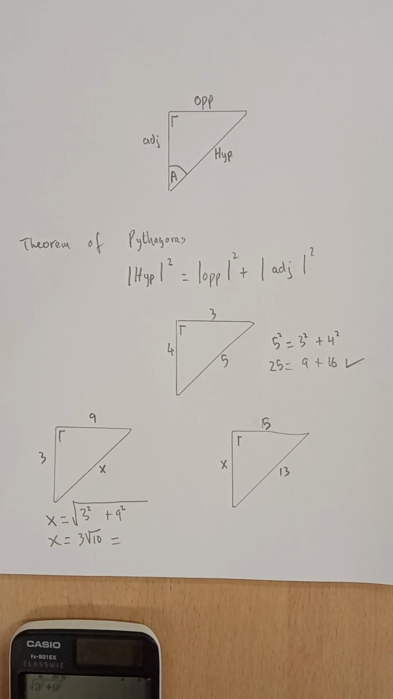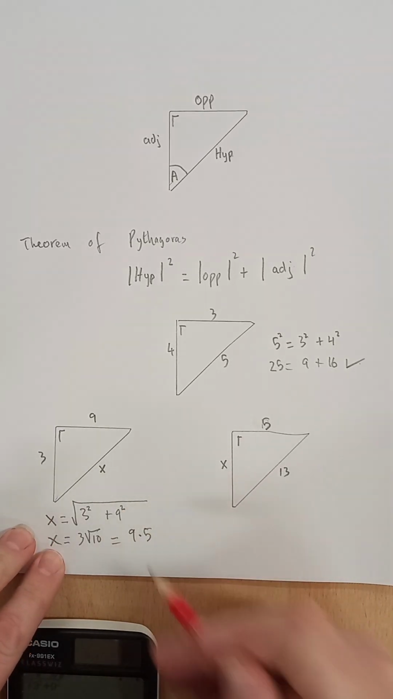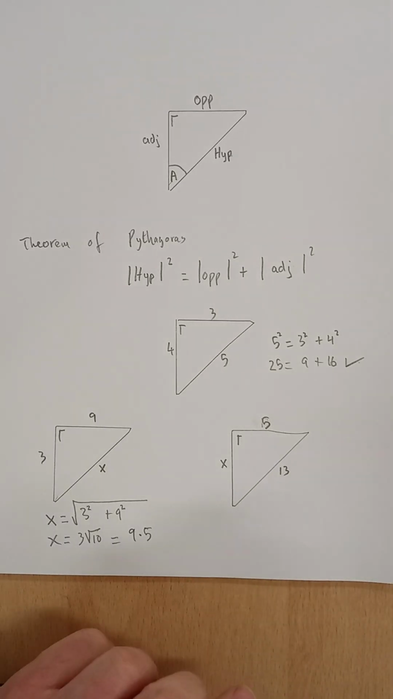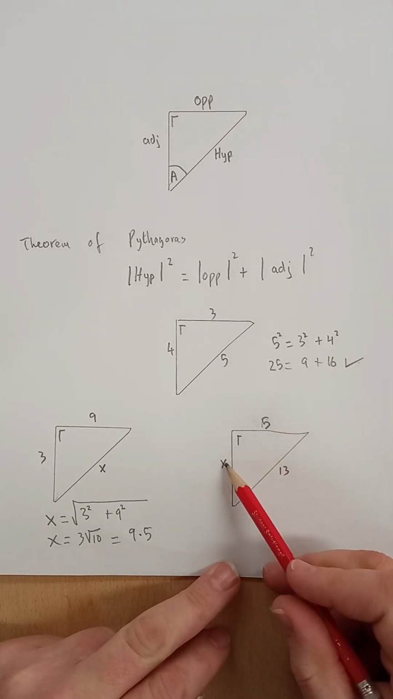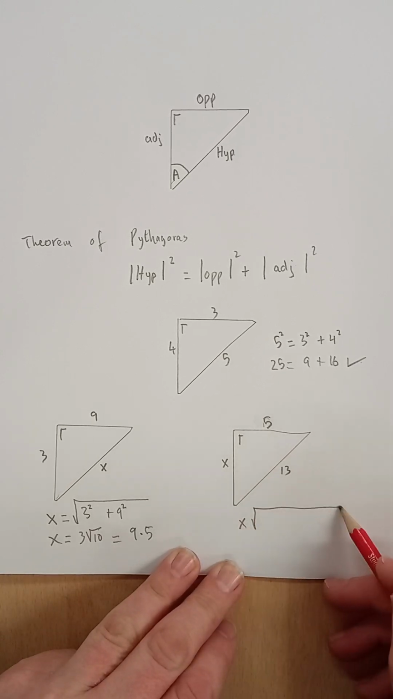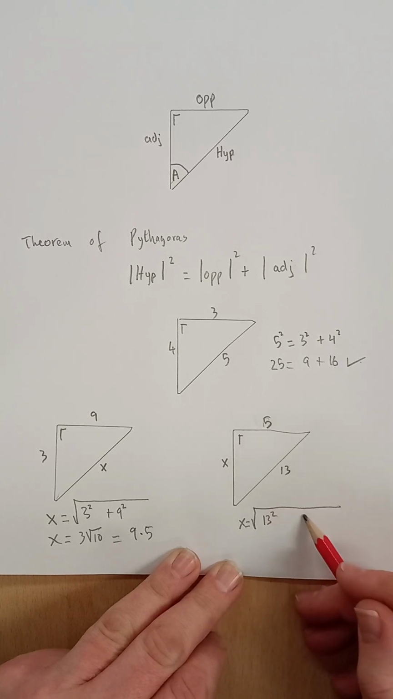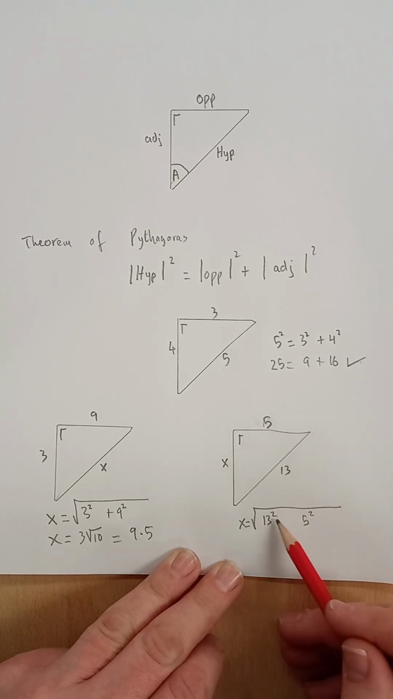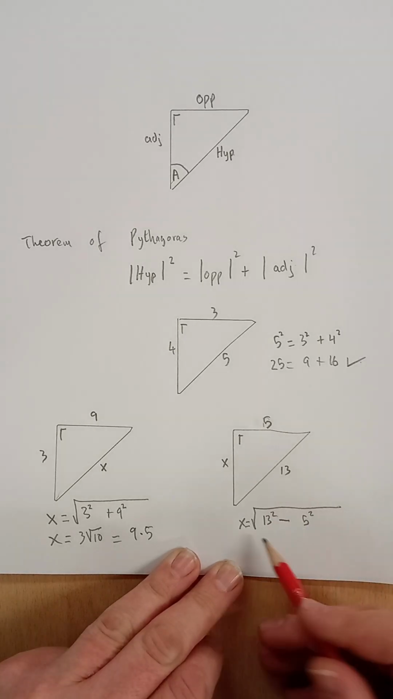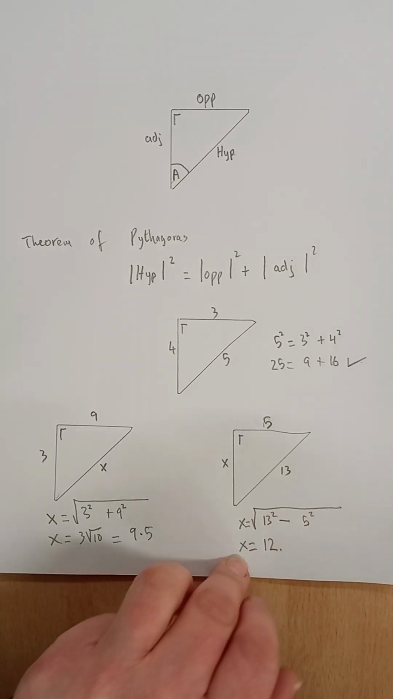Or 9.5. Now, this time, if the longest side is not missing, you get the square root of the difference of the squares of the two sides. Sounds similar, but you take them away. And you get 12 in that case.